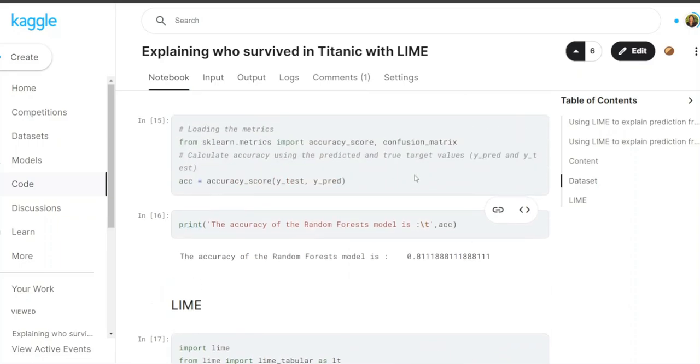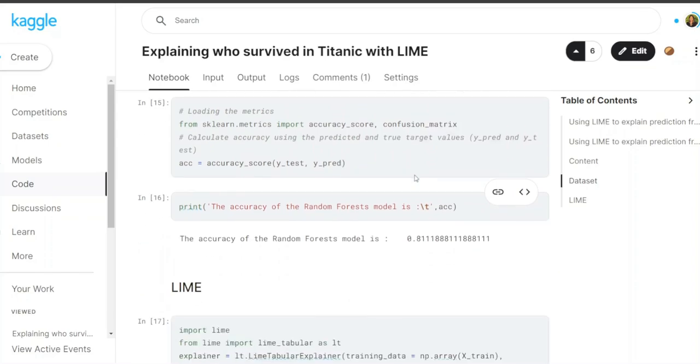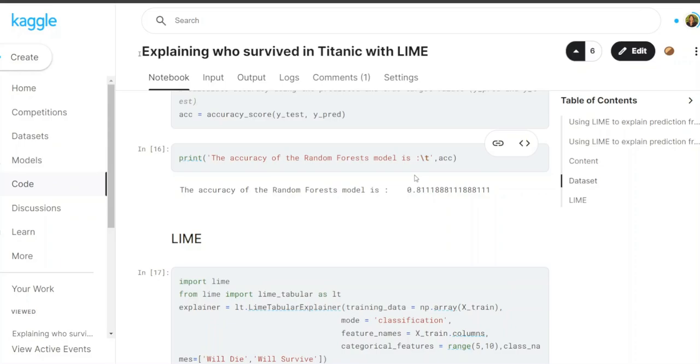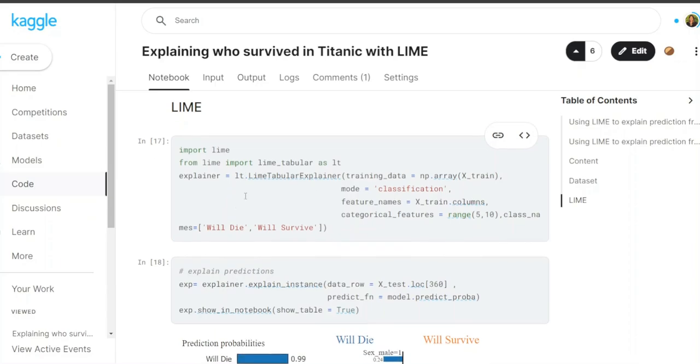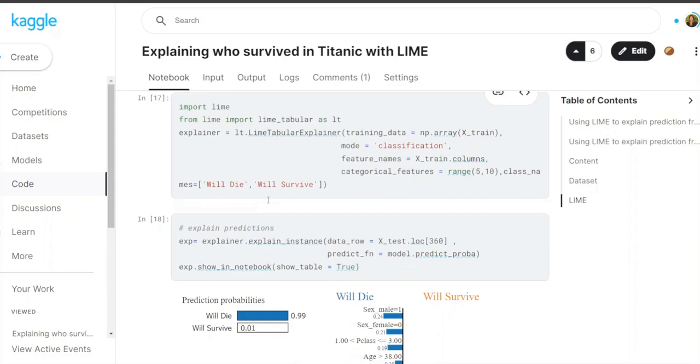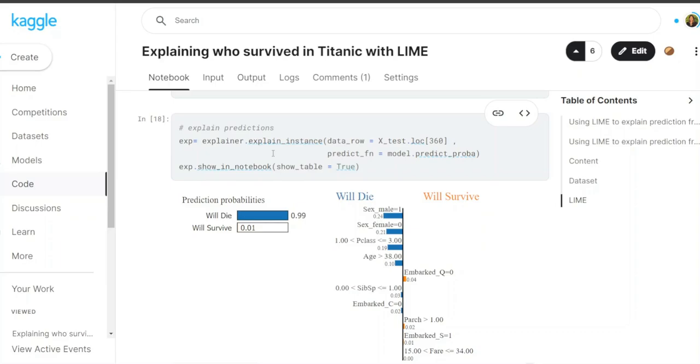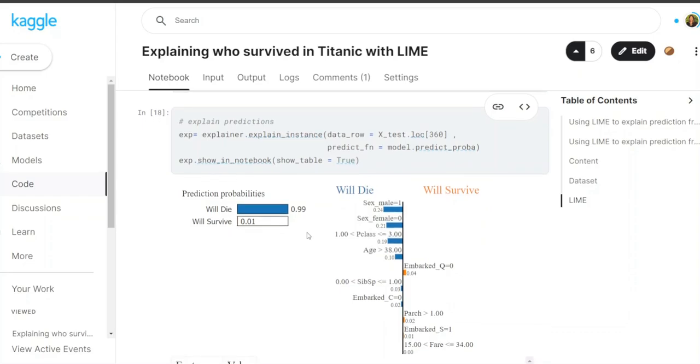And using this random forest algorithm, I am now using Lime to explain the individual prediction. How do we use Lime? We just import Lime from the Lime library and use this function to understand who will survive and who will not survive. Now comes the most interesting part, where we are explaining a prediction. So this is the 360th row item, where we are trying to apply Lime and see if the person survived or not, and what the factors are in favor of whether the person survived or not.